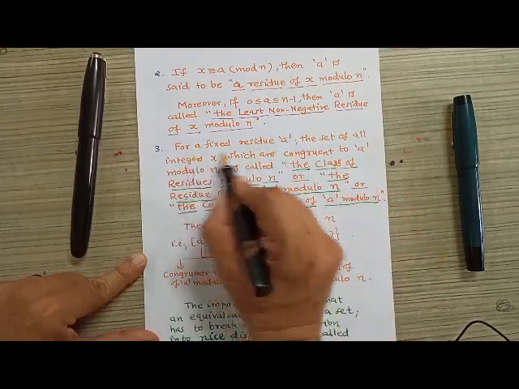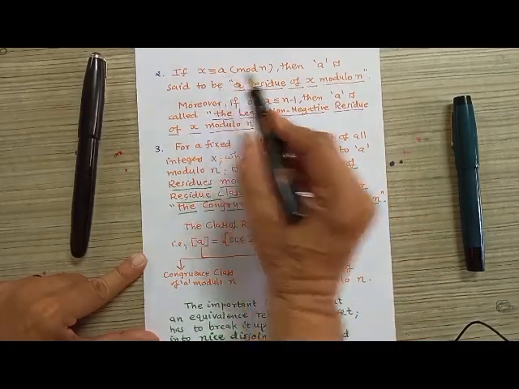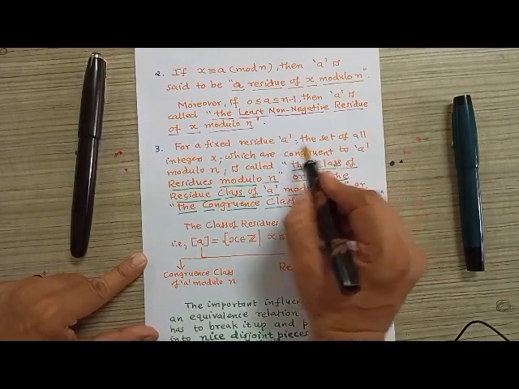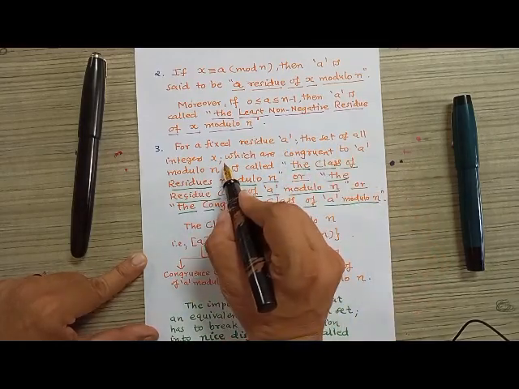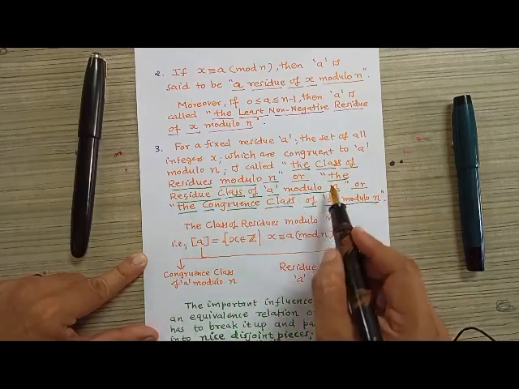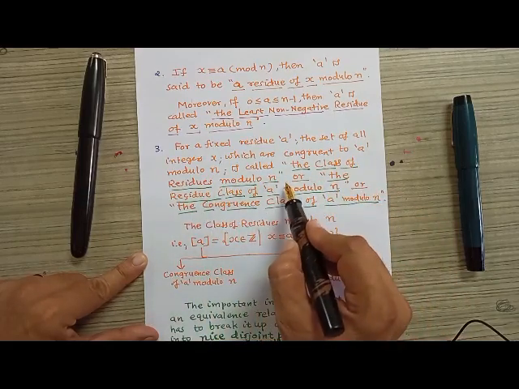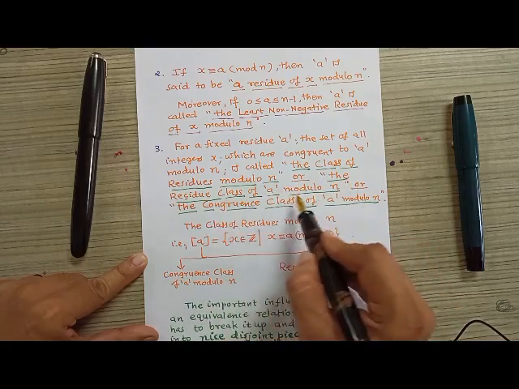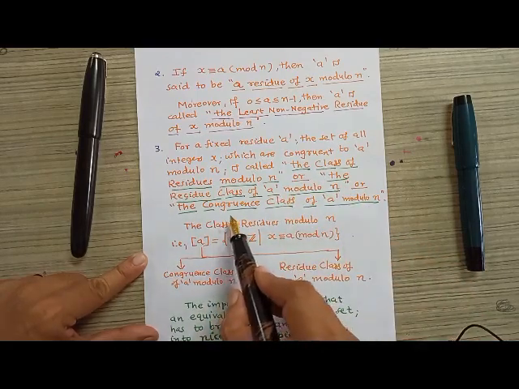So if we take a fixed residue A, the set of all integers x which are congruent to A modulo n is called the class of residues modulo n, or the residue class of A modulo n, or the congruence class of A modulo n.